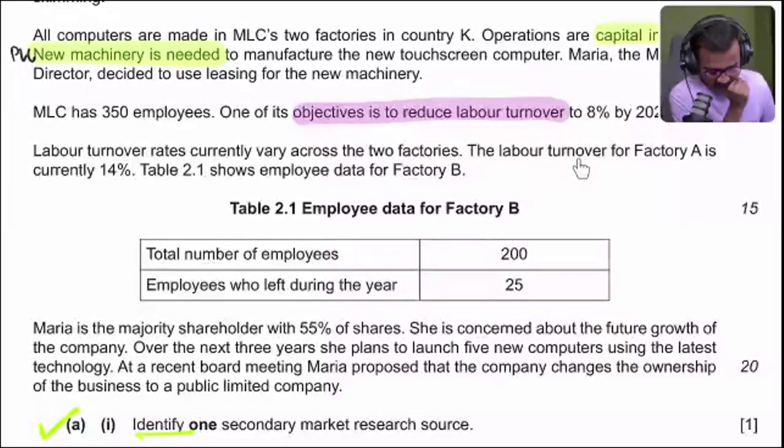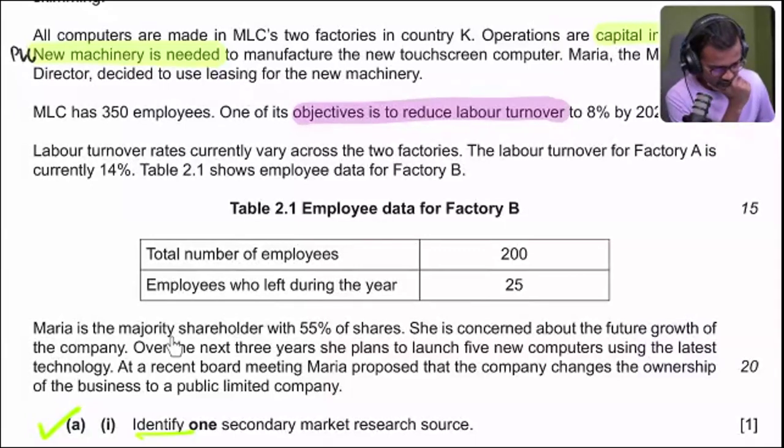The labor turnover of factory A is currently 14%. Table 2.1 shows some employee data for factory B. And you're given some numbers, and obviously we'll have to calculate labor turnover, so we'll get to it when we get to the calculation part.